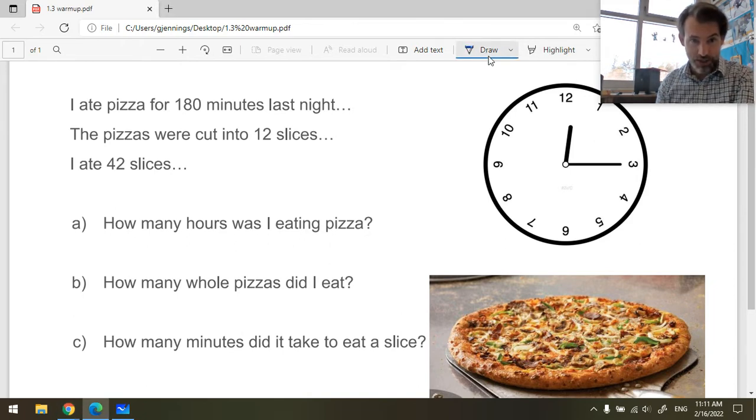How many hours was I eating pizza? How many whole pizzas did I eat? And how many minutes did it take to eat a single slice? Like, what was my rate of pizza consumption? So let's take a look at how we can do this.